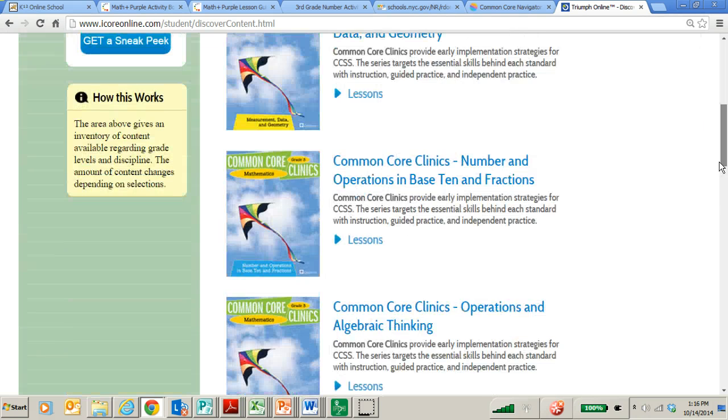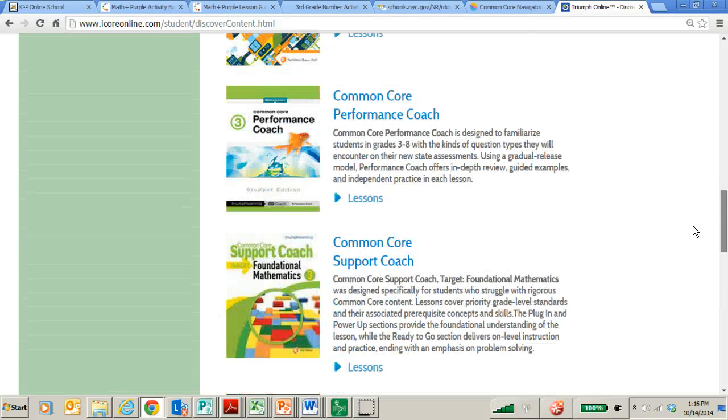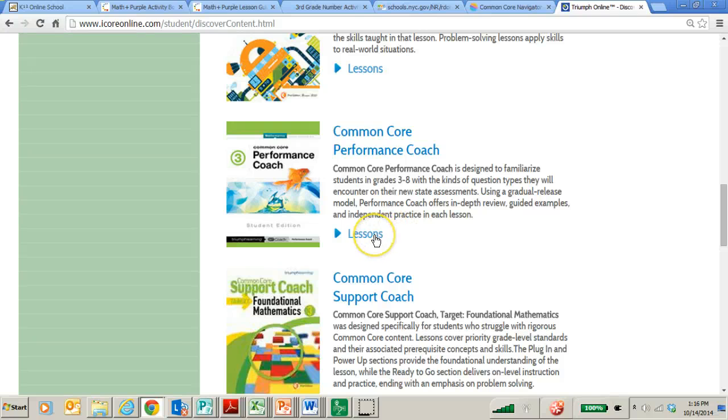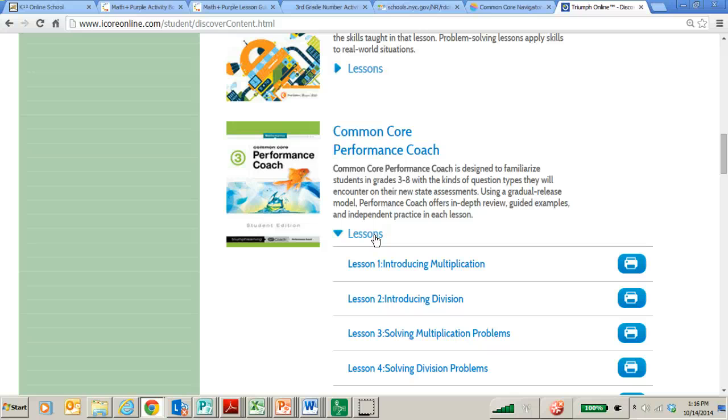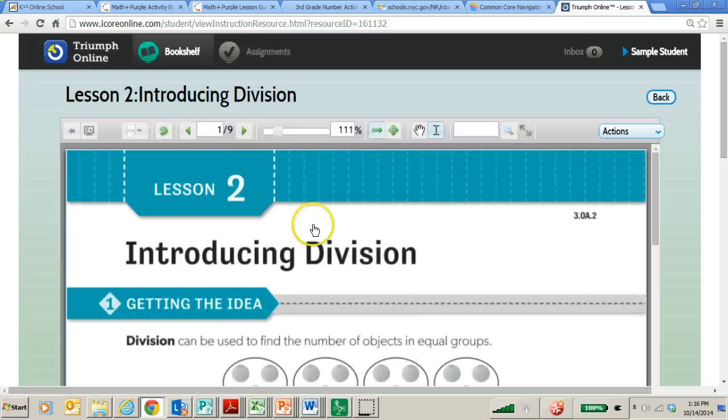And teachers are going to be assigning some of the things so that you will have the opportunity for extra practice that's graded. This Common Core Performance Coach is not something that can be graded, but it can be printed. And so this is something that you can access on your own. But for instance, if you go to Introducing Division, and then later you can talk about solving division problems, you can encourage your student to talk through a lot of these problems with you.